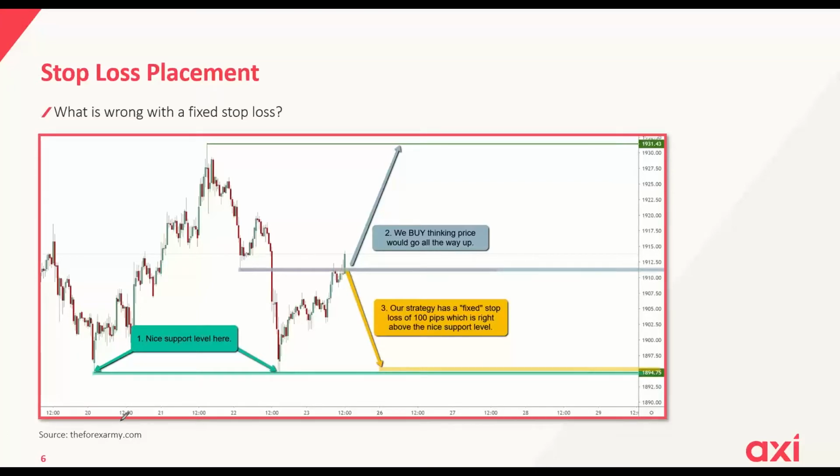Let me explain this chart, okay? You see there's one nice bounce over here, and there's another nice bounce over here, so we can establish that there is a nice little support level over here. Guys, if price comes down to this support level, what is it going to do? Is it going to bounce up, or is it going to break through? Is it going up or is it going down?